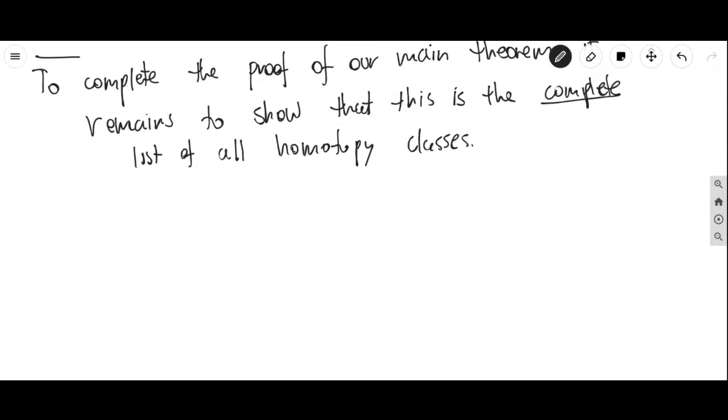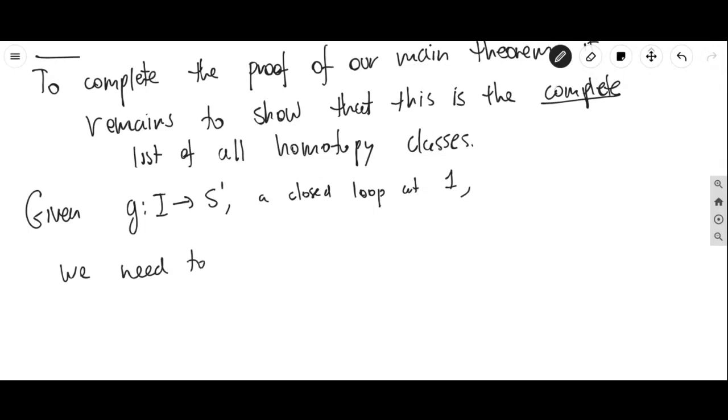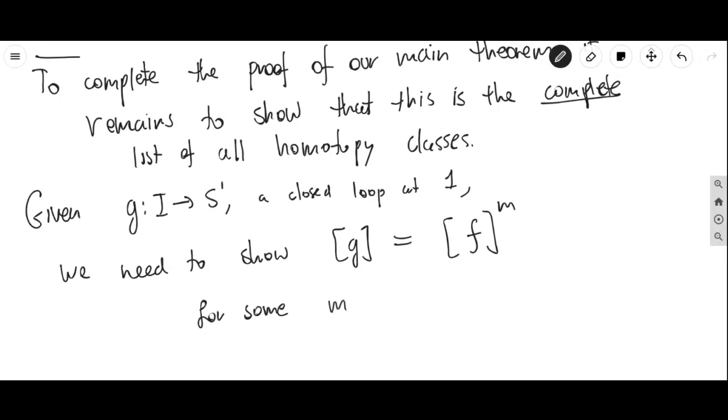So how do we do this? Well, given a closed loop G at 1, we need to show that the homotopy class of G is equal to the homotopy class of F to some power m, for some integer m. That's what we have to show. And once we do that, then we win, and the proof is over, and everything is complete.